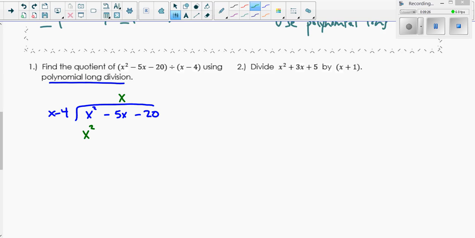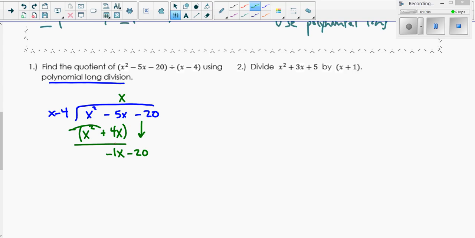X times negative 4 is negative 4x. Now, I need to be very careful that I subtract this whole quantity, so you always want to make sure you throw parentheses around this, and then show that you're subtracting. So x squared minus x squared is nothing, which is what I wanted. I couldn't move on if I didn't. And then I have negative 5x minus negative 4x. Well, this changes into a positive, since a negative makes a positive. So negative 5x plus 4x makes negative 1x, and then I bring down what's left, which is negative 20.